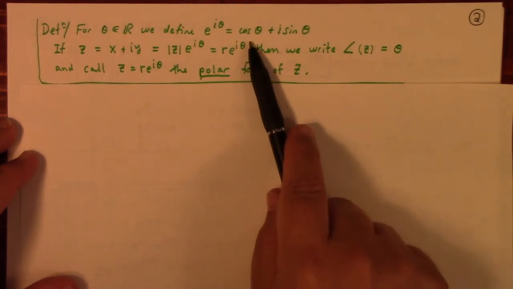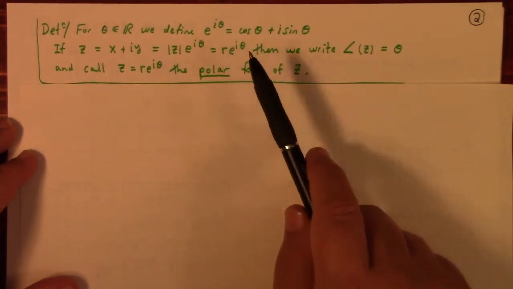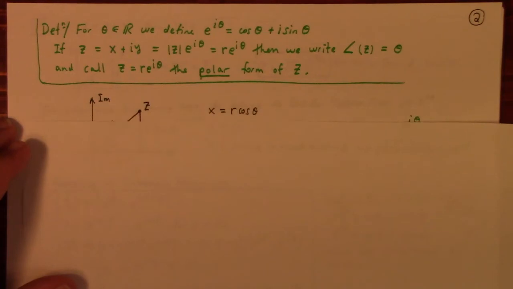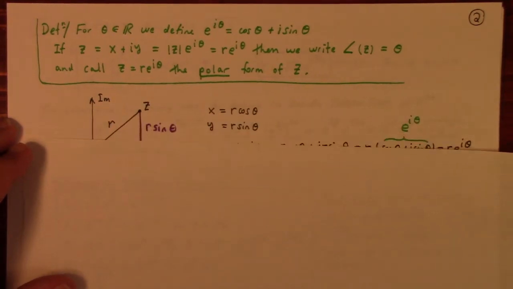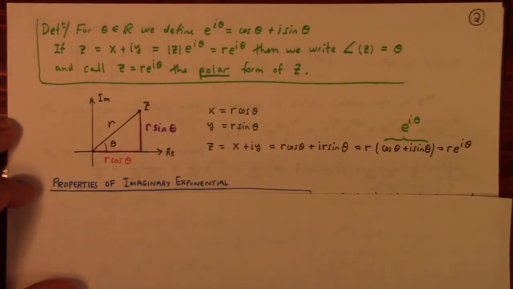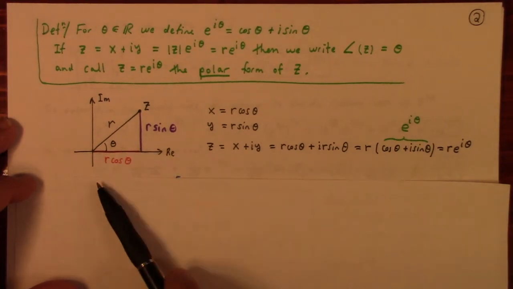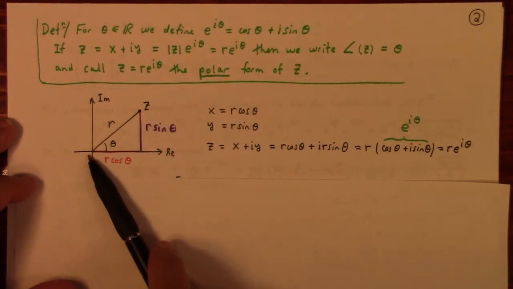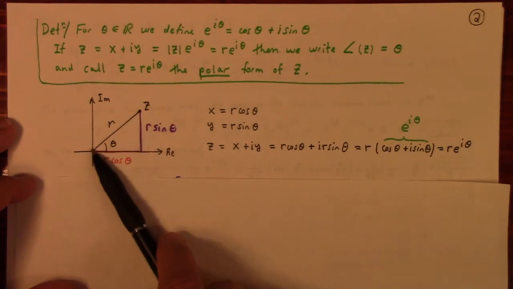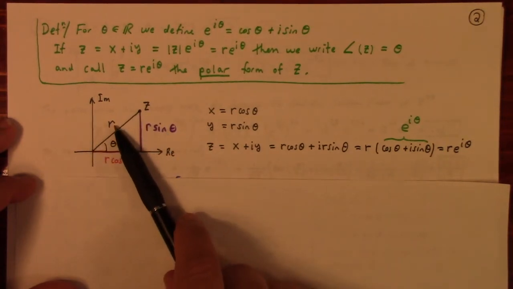e to the i theta is a complex number with length 1, which points in the direction in which you find z from the origin. Here's a picture. Here are some supporting calculations. So if I put z here, I've got r cosine theta, r sine theta, for r being the length. But as we said, r is equal to the length of z.